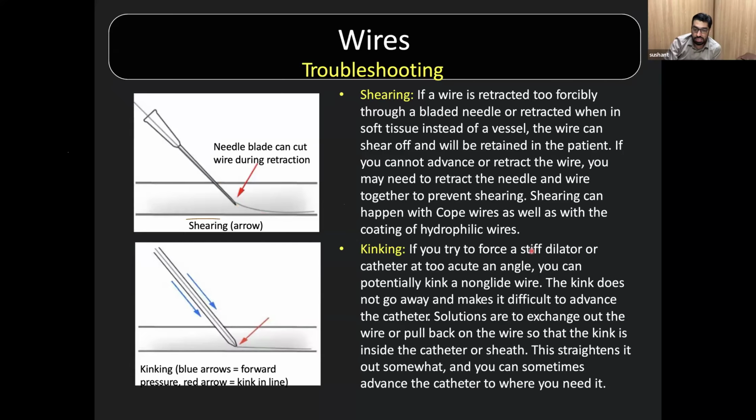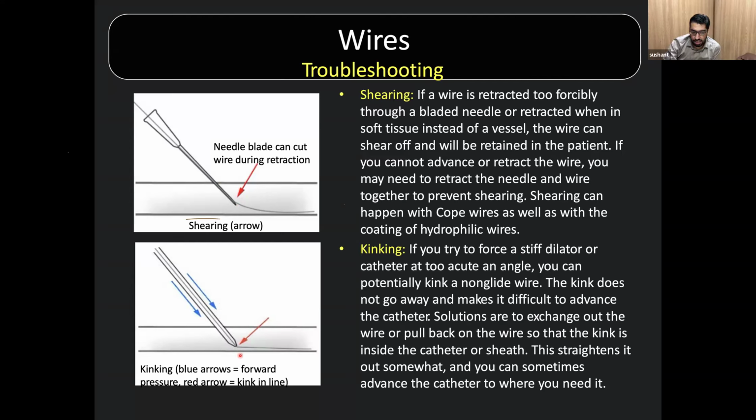If you try to force a stiff dilator or a stiff catheter, which is very hard and not bendable, at a point of acute angle it will just kink the wire, and it will make it very difficult to advance it. So this kink should be taken care of. So how can we take care of this kink?